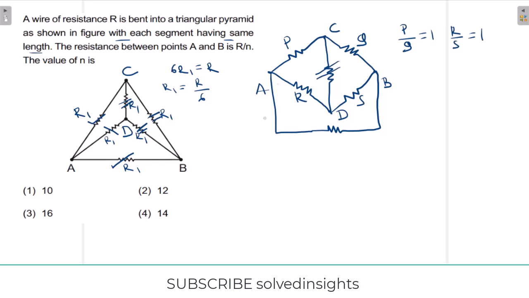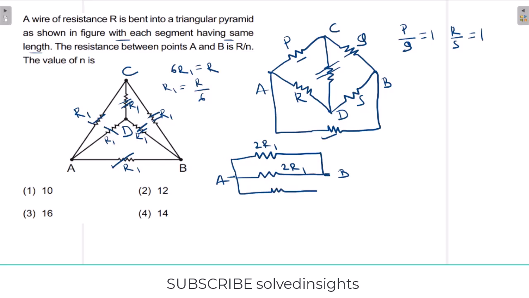Now if we draw again, from A to B through C there are two resistances, R1 plus R1, that is 2 R1. Another path from A to B through D is again R1 plus R1, that is 2 R1. And another path goes directly from A to B through the resistance R1.